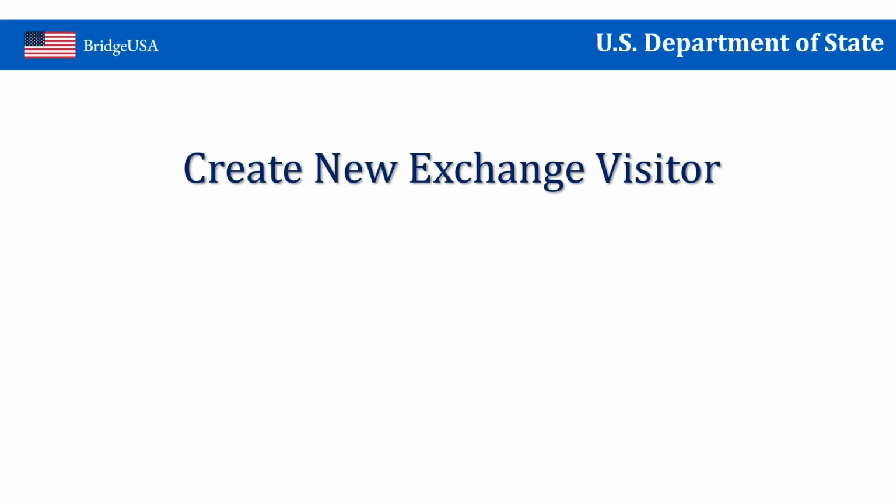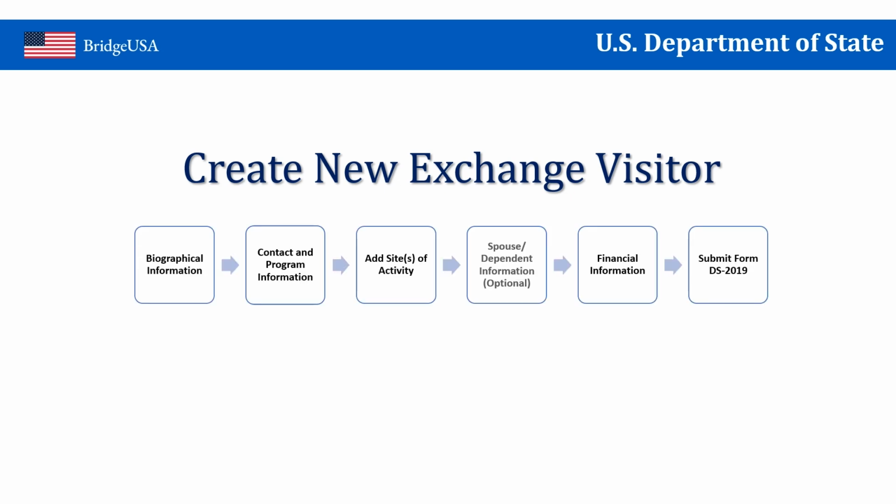Now let's take a look at how to create a record for a new exchange visitor. The diagram shows how the system will navigate you through the creation process by highlighting the steps. We start by adding biographical information, entering contact and program information, then adding sites of activity. Spouse and/or dependent information can then be added. The final page of the create process involves adding financial information. Finally, the record can be submitted when all required information has been entered.